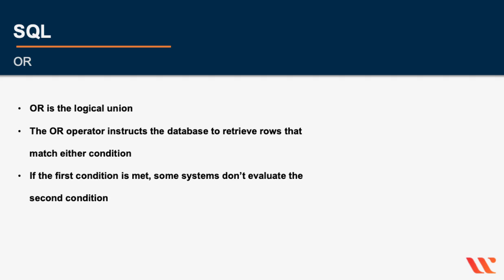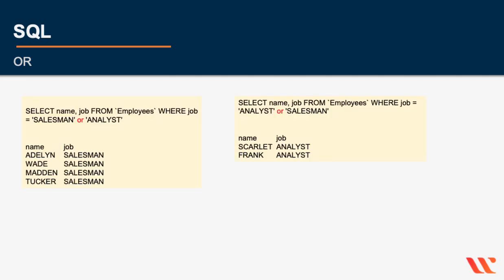The OR operation is similar to the AND operation, and we can use it to evaluate if one of the items meets the condition. Now in most database systems, if the first condition is met, the system is not even going to check the second condition. It's automatically going to return true. So for example, here we're saying SELECT name, job FROM employees WHERE job equals salesman OR analyst, and that just retrieves all the rows that meet the first condition.